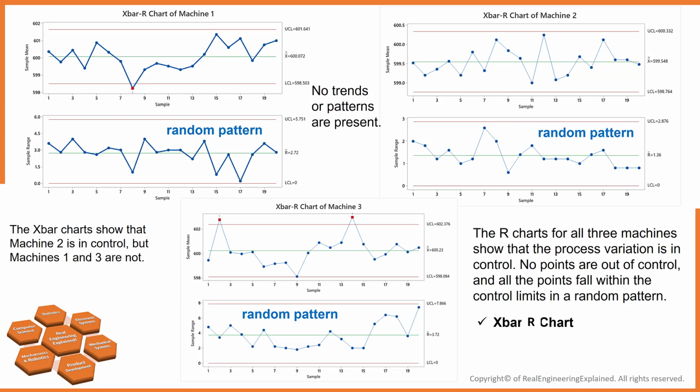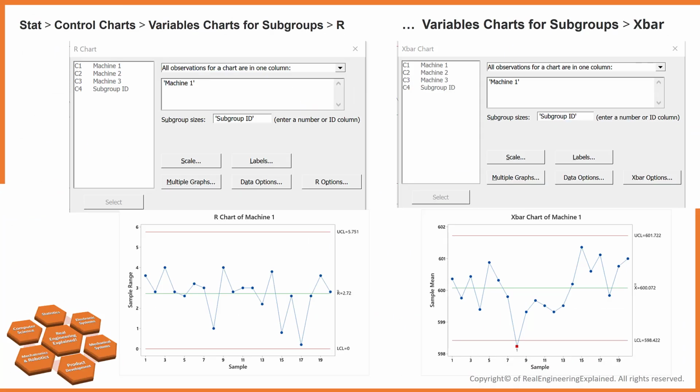Please note that for subgroups that have 9 or more observations, use Xbar S chart. If you don't have subgroups, use IMR charts. If your data are counts of defectives or defects, use an attribute control chart, such as P chart or U chart. You can plot Xbar chart or R chart separately.